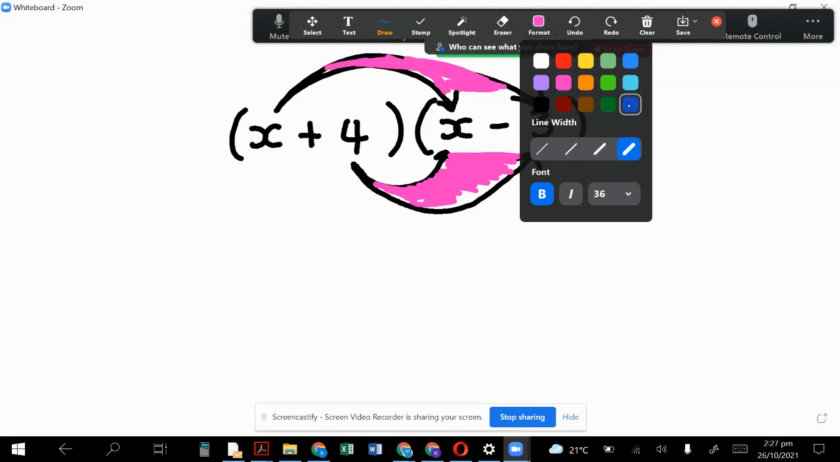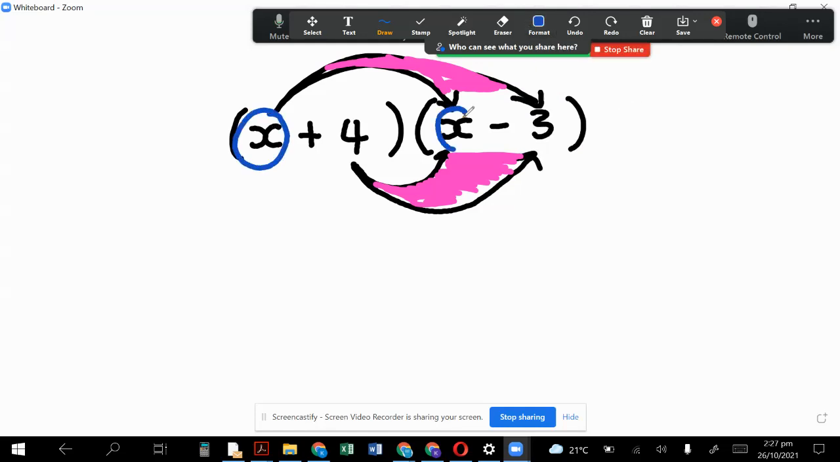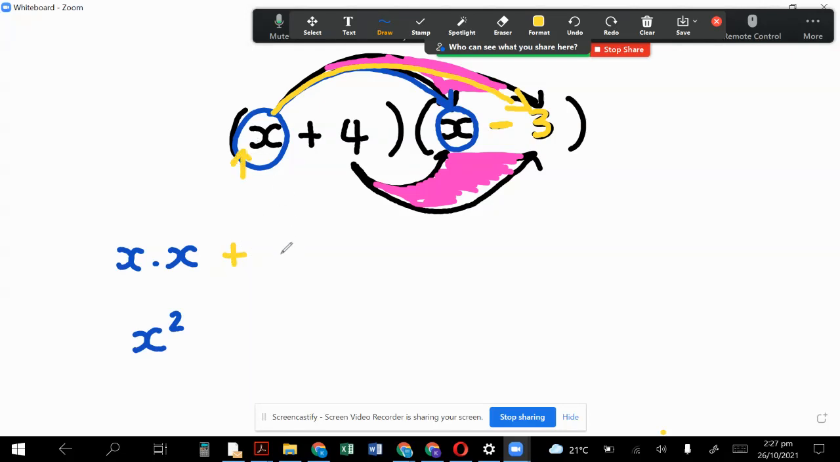I'm going to now take the x and the first arrow, and I'm going to say x times x gives me x squared. Then I'm going to take the first term and multiply it by the last term now. But remember, there's a negative in front of this term, so we have to be very mindful of it. So we take plus x, because the plus is over here, and we multiply it by negative 3. And a plus and a minus becomes a minus, and 3 times x will give you 3x.